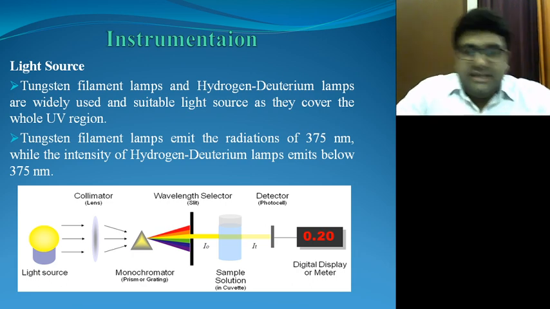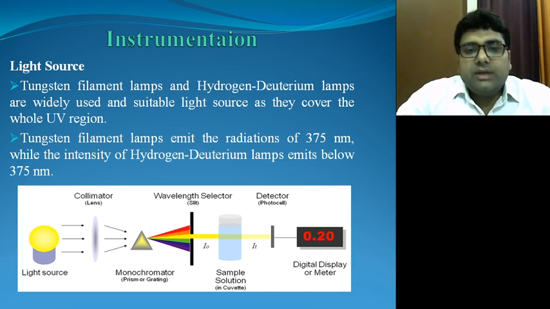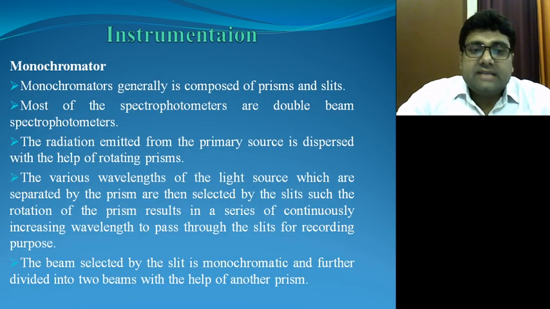There are many basic components of UV-vis spectroscopy, and the first one is the light source. Tungsten filament lamps and hydrogen-deuterium lamps are widely used and suitable light sources as they cover the whole UV region. A tungsten filament lamp emits radiation above 375 nm, while a hydrogen-deuterium lamp emits below 375 nm. The next component is the monochromator. A monochromator is generally composed of a prism and slits. Most of the spectrophotometers are double beam spectrophotometers.